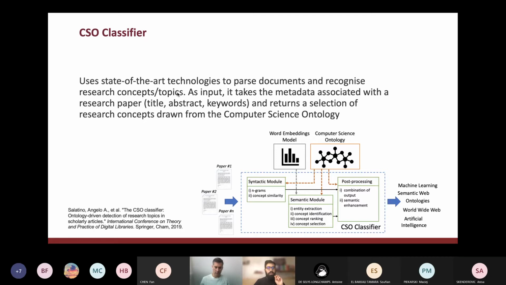And so the CSO classifier is an unsupervised approach that takes in input paper metadata or patent metadata, so title, abstract, and keywords. And as I showed you before, title, abstract, and keywords were available in Microsoft Academic Graph, except the keywords, but still with title and abstract, we can do the process. So this algorithm takes in input title, abstract, and keywords. It consists of three modules, the syntactic module, the semantic module, and then a post-processing module, and annotates the topics that are available within the computer science ontology.